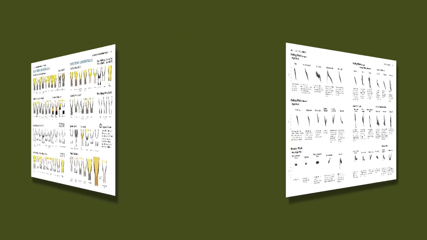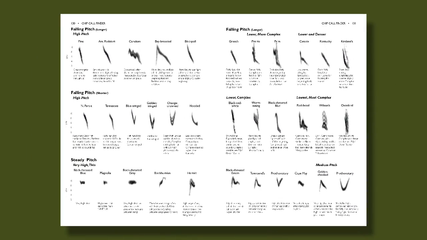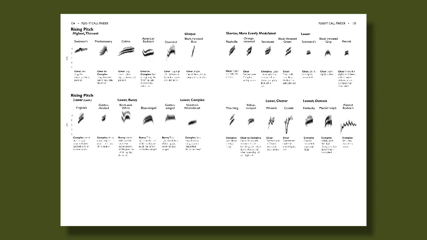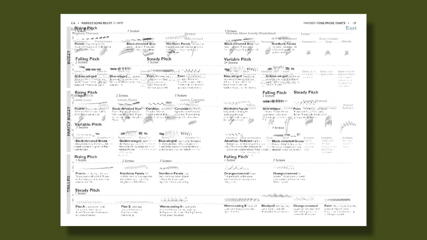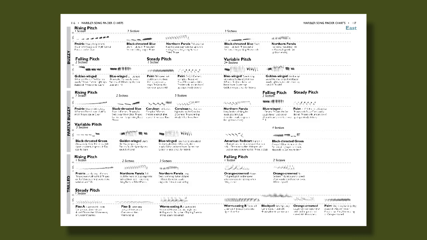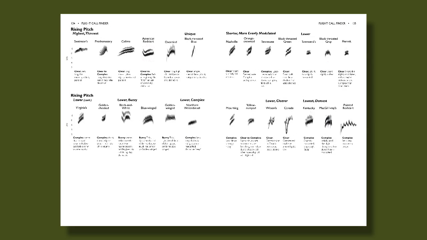Now let's quickly look at the audio quick finders. There are 3 audio quick finders. There's the chip call quick finder, the flight call quick finder, and the song finder. Most people are familiar with warbler songs, which are the longer vocalizations that these birds make on breeding grounds and during migration. But warblers, like many other birds, also make short vocalizations, little chips and cheeps, that are actually very useful in IDing them. Here we have a flight call finder which actually shows some of these short vocalizations and compares them in groups that make them easier to categorize and identify in the field.